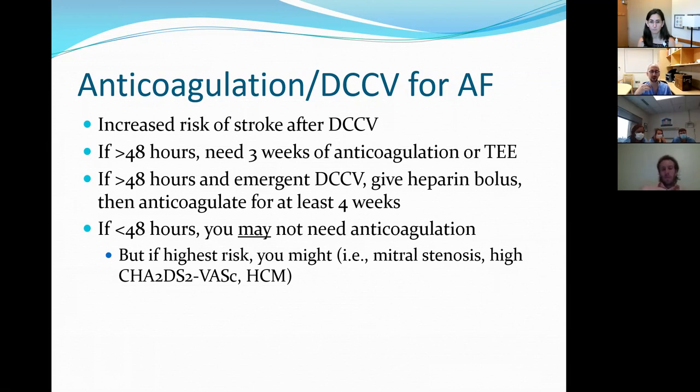If you have someone who's been in AFib for less than 48 hours, you may not need to anticoagulate them. So if you have someone who's got a CHA2DS2-VASc score that's very low, who's been in it for 24 hours, you can just cardiovert them without anticoagulation. However, if you have someone who's higher risk, like they have mitral stenosis, like rheumatic mitral stenosis, if you have a CHA2DS2-VASc of 7, or if you have hypertrophic cardiomyopathy, someone like that, you may say, look, even a short time window of 12 or 24 hours is concerning enough to me that I would want to anticoagulate this person.